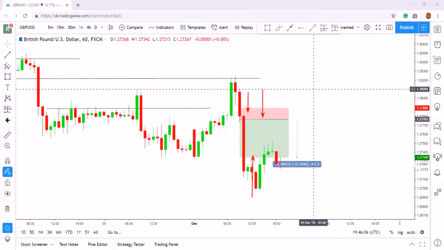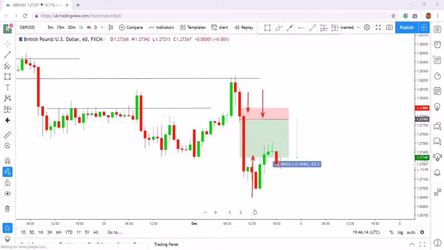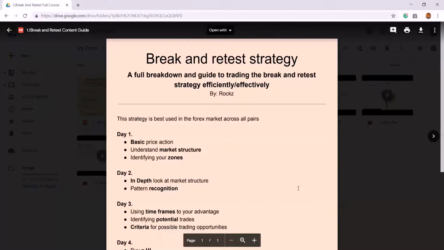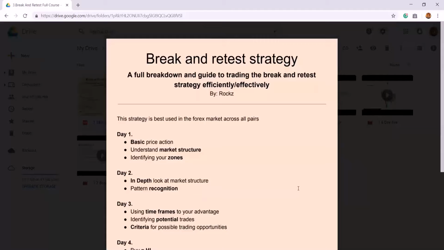Today, we're going to have a look at the first part of the break and retest course. Let me reshare my screen again. New share here. Okay, so for the break and retest strategy, we're going to go this week for the next 5 days. I'm trying to limit it to about 45 minutes to an hour. I understand everybody's got a life and family, so we'll try and do this as efficiently and effectively as possible.